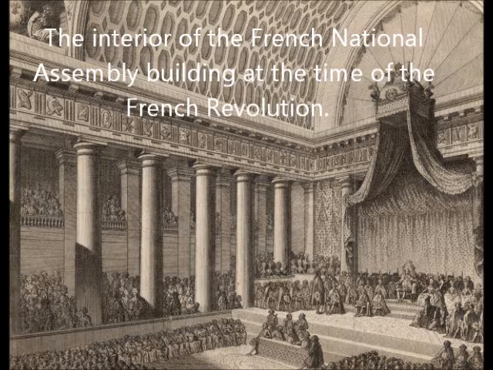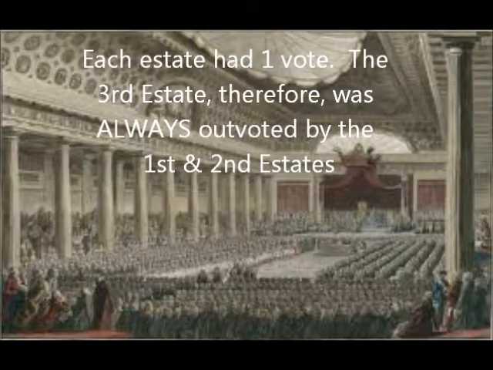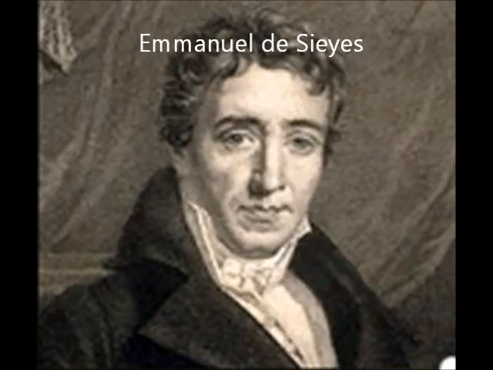The problem was that because each estate was given 1 vote, the first and second estates could always outvote the third estate. So under the writing and leadership of a famous third estate delegate named Emmanuel Joseph Sieyès, the third estate broke apart from the 2 other estates, and they declared themselves the real voice of France, and they called themselves the National Assembly. The National Assembly decided to end the absolute monarchy and start a representative democracy.